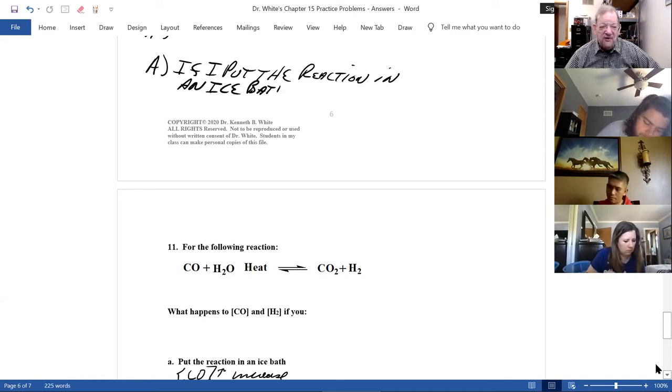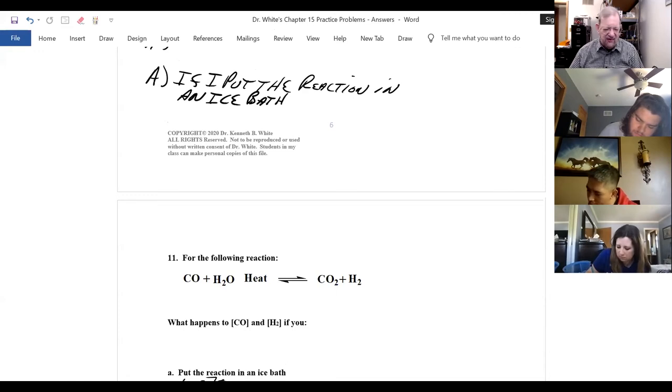It doesn't look like magic, me writing on the screen. You don't see my hand and pen or the pointer. All right. What happens to carbon monoxide, CO, and hydrogen if you put the reaction in an ice bath? Remember, ice bath removes heat. Boiling water adds heat.